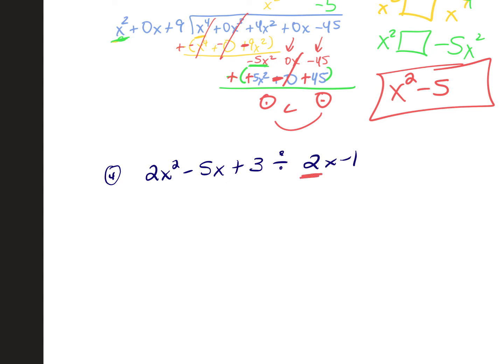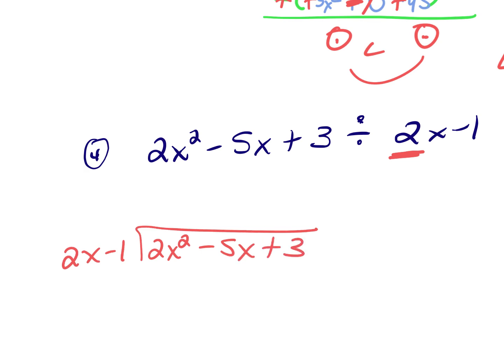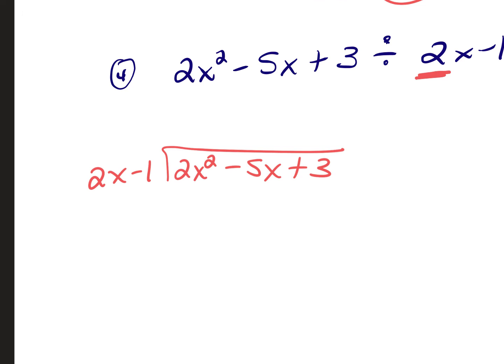It's got a 2. What you're dividing by has a coefficient, but still the process is the same, guys. 2x minus 1 is on the outside. What goes on the inside? 2x squared minus 5x plus 3. Am I in standard form? Yep. Do I have any gaps or anything?